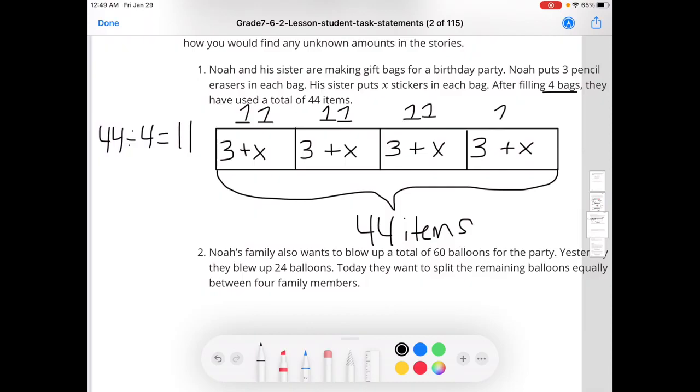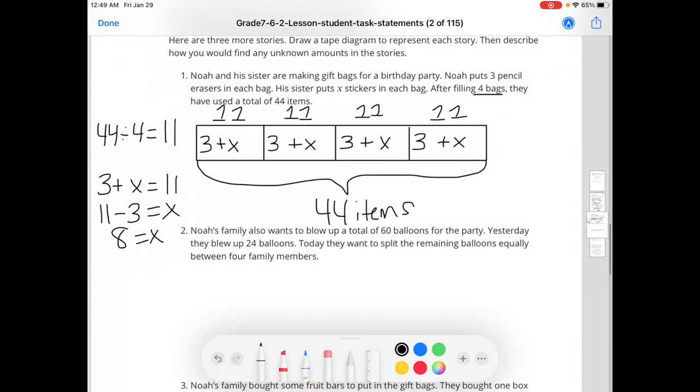So each of these bags have 11 items. And I know 3 of those 11 items are pencil erasers. So we have 3 plus X equals 11. And I know I could rewrite this as 11 minus 3 equals X. 11 minus 3, which is 8. So that tells me that his sister put 8 stickers in each bag. And once joined with Noah's 3 pencil erasers, each gift bag had 11 items.